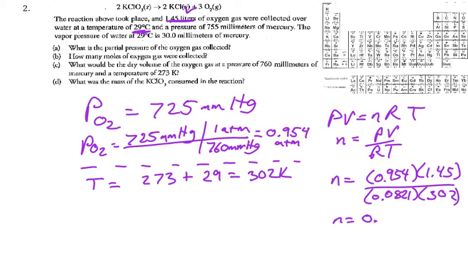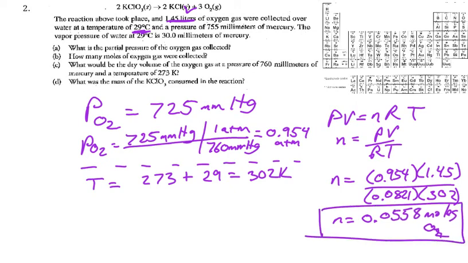0.0557. And let me think about sig figs here. We had 3. We still have 3 here. That was 3. I think 3 is probably going to be the appropriate number here. So 0.0558 moles of oxygen. That's sloppy, but we'll box our answer, and we checked our sig figs.